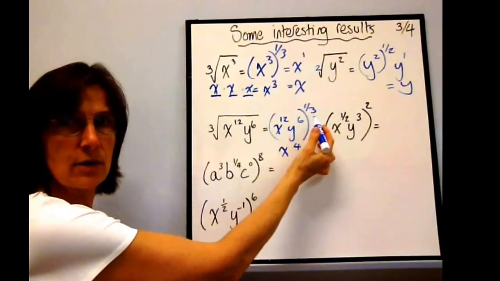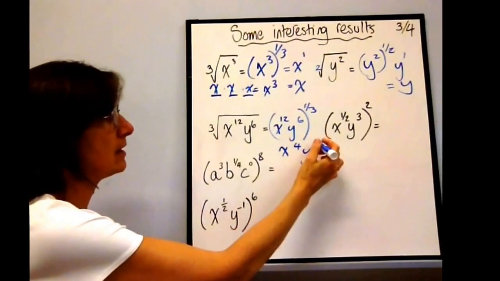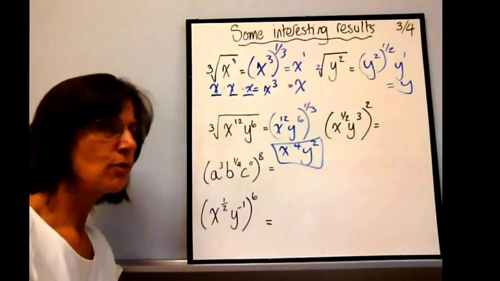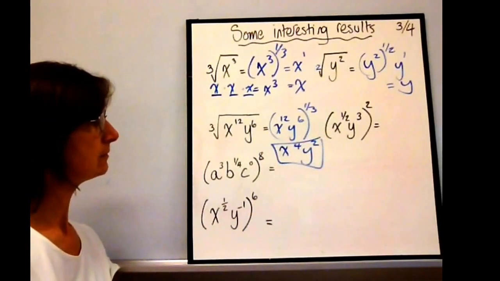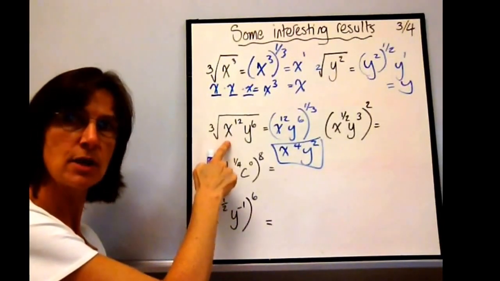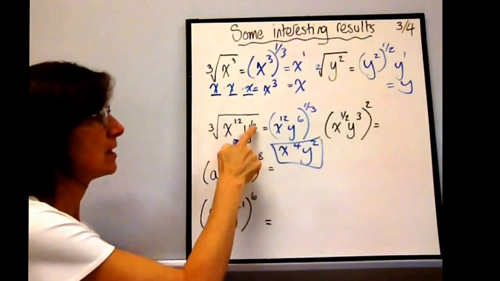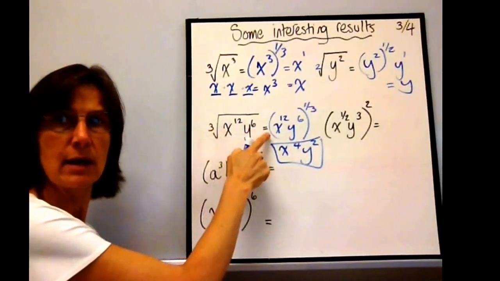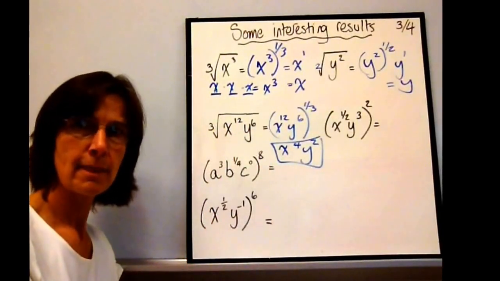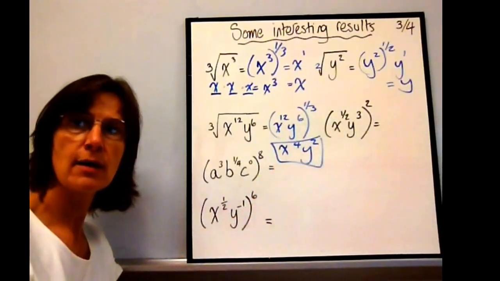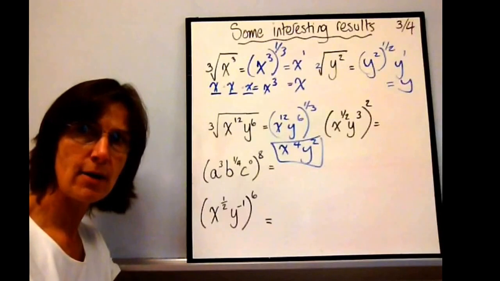6 times 1/3, or 6 divided by 3, is 2. Final answer, x to the 4th, y to the 2nd. For this one here, and notice, little shortcut, 12 divided by 3 is 4, 6 divided by 3 is 2. Why it works is because we can turn that root symbol into a power of a fraction.